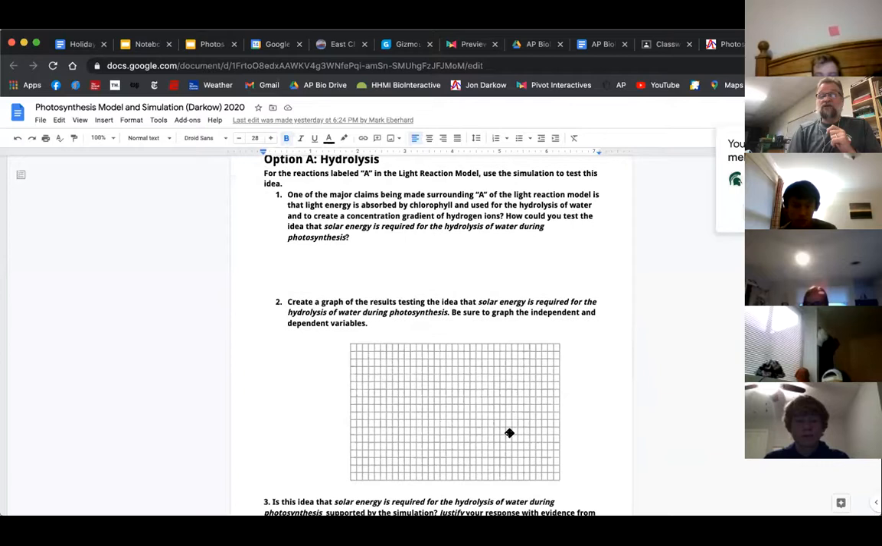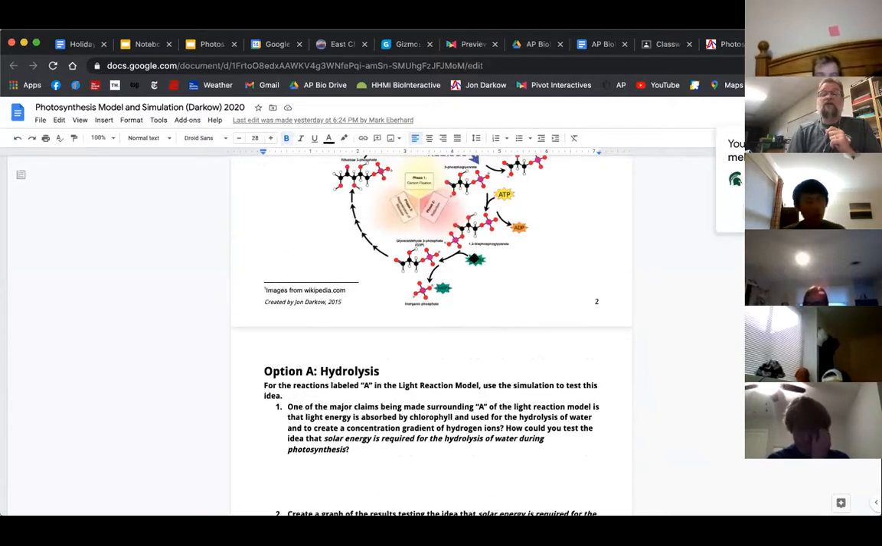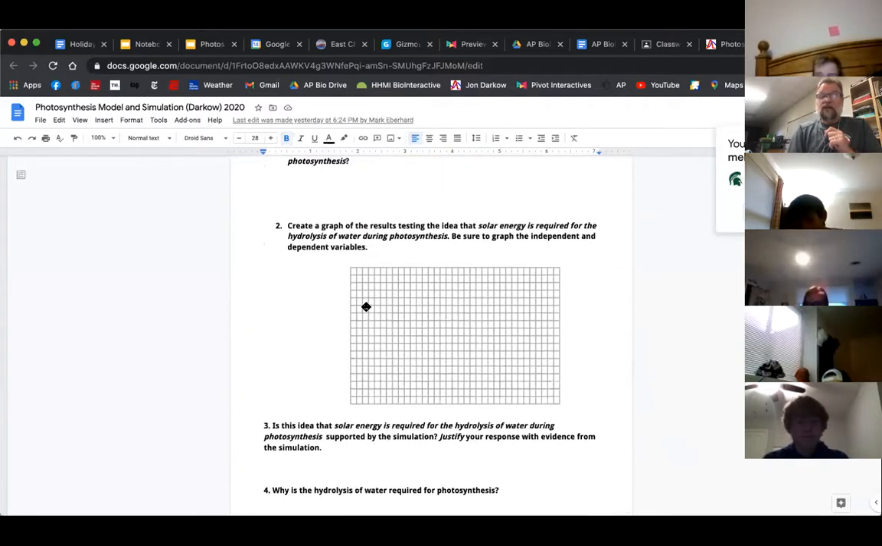Any clarifying questions, you can throw it in the chat. So then I could recreate those graphs, and I would put a line on here. If it was me, I would make a graph and show the production of ATP and the production of NADPH with light and without light. So I'd have 4 lines on here: the up and down line for ATP and the flat line for ATP, the up and down line for NADPH and the flat line for NADPH.